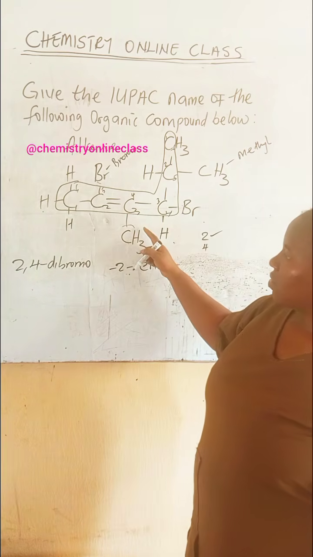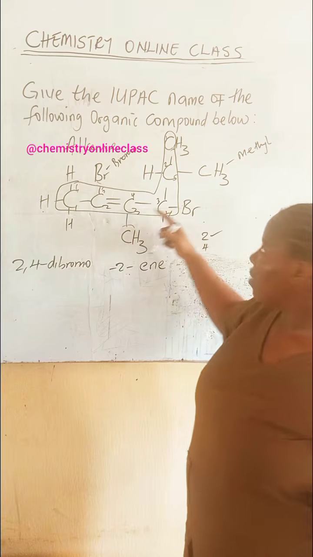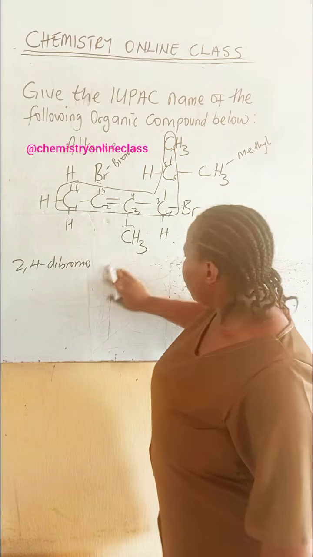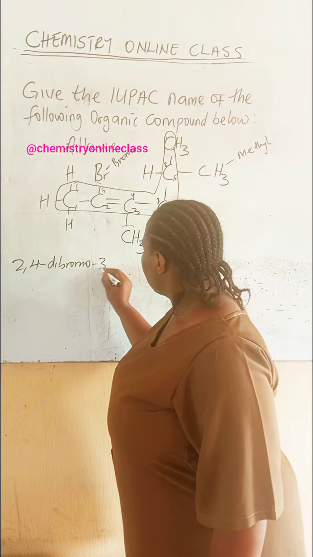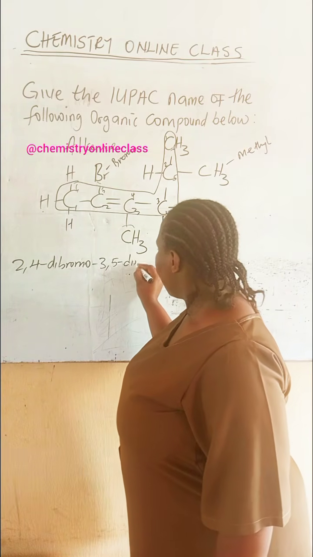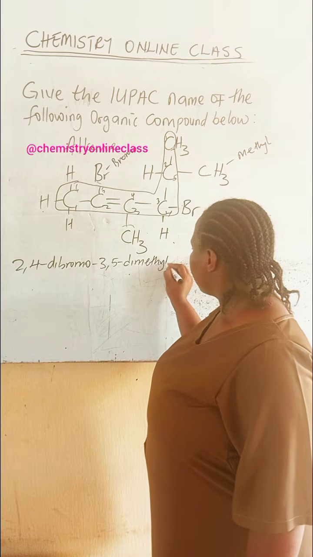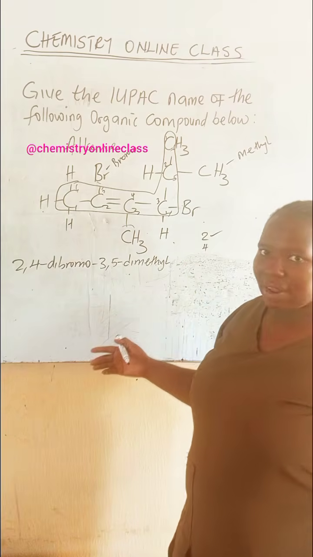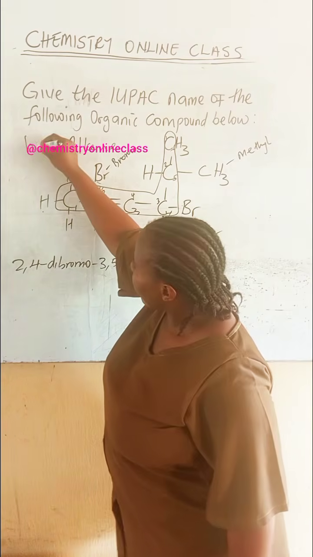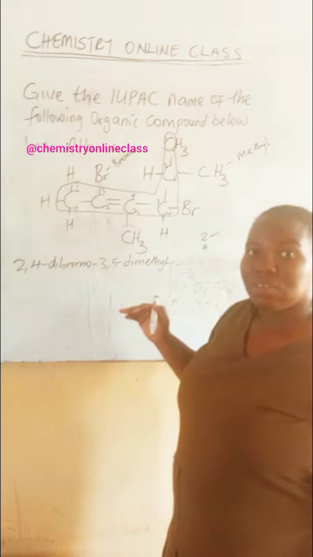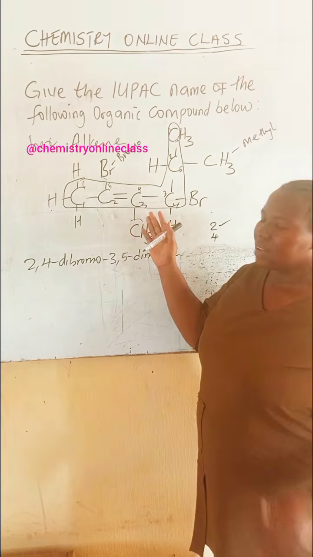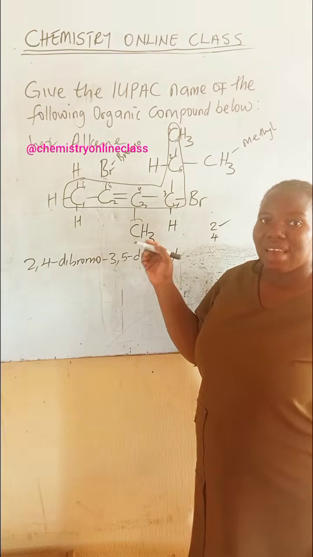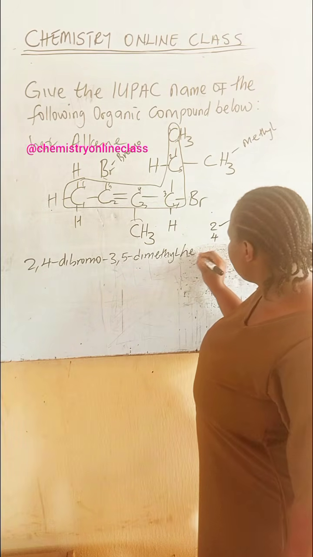Now back to the methyl. This methyl is at carbon number 3, and this other methyl is at carbon number 5. So we are going to have 3,5-dimethyl. Now since the parent carbon chain contains 6 carbon atoms, it's going to be what? Hex. So since we have 6 carbon atoms in the parent carbon chain, it's going to be hex.